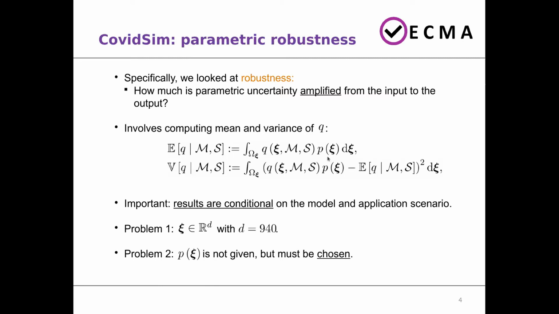And to do that, you need to specify this input distribution. There are two problems in this case. In the case of CovidSim, there are 940 inputs, although in practice it's not that bad. But if you naively count every input in the input files, you get to this number. And the second problem that we face is you need the probability PDF for Xi, and this is not given, right? So you have to choose some reasonable input distribution.